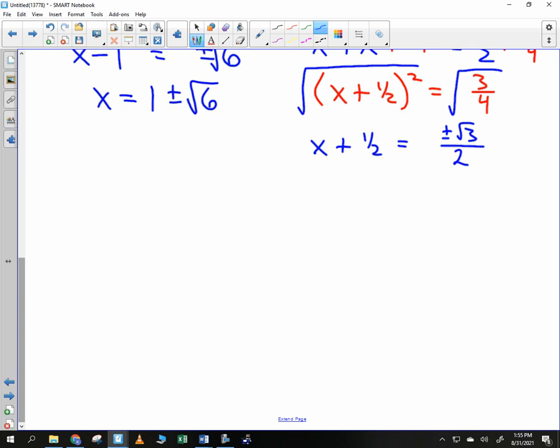2. Now I want to move the half over. So I subtract a half. x is negative 1/2 plus or minus the root of 3 over 2. Which part? What's the square root of 3? Square root of 3. What's the square root of 4? 2.